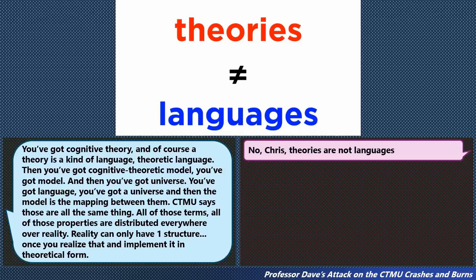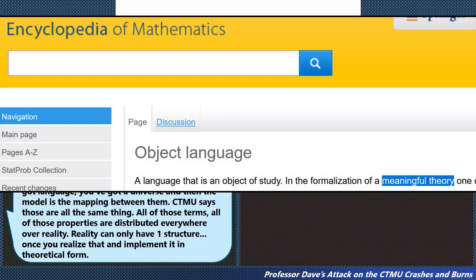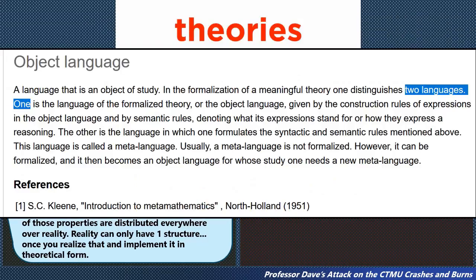The Encyclopedia of Mathematics says that an object language is a language that is an object of study. In the formalization of a meaningful theory, one distinguishes between two languages. One is the language of the formalized theory. So theories actually are a kind of language. They're object languages. But wait, there's more.